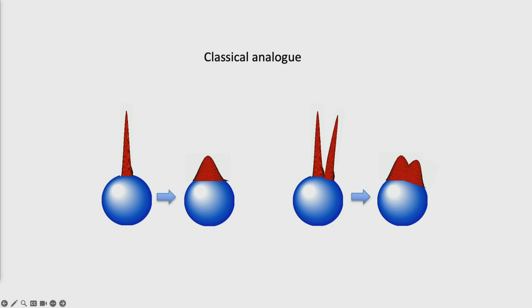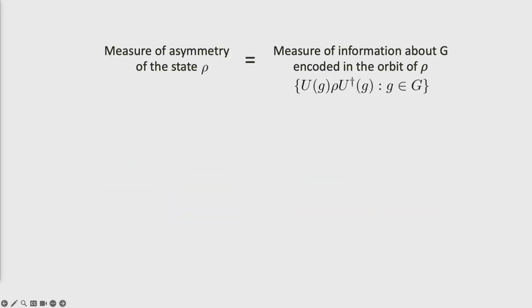So the asymmetry is really quantifying something about how much information about the group element can be encoded in a particular orbit. If I build my orbit on this distribution, I can encode more information about the rotation than if I build the orbit out of this distribution. It's the same thing with the quantum states, but with the distributions, I think it might be a little bit easier to visualize. Okay.